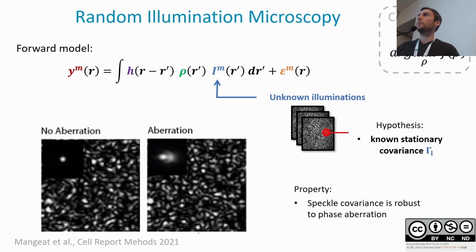But you can also do the same by introducing aberration in your system. If you introduce phase aberration, it's also not changing this typical grain shape. And it's actually exactly what is captured by this covariance. So it's a quite robust knowledge that we have in advance about the illumination that we can use. Okay, we will see how we do that later.